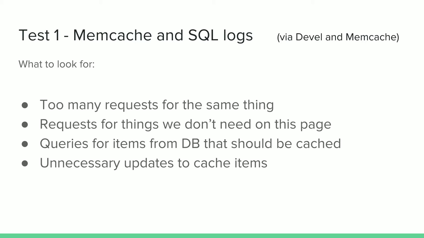Now, as I said before, you get a ton of data. There's hundreds and hundreds of queries and hundreds of Memcache requests. And so looking through all that can be really tedious. So we're going to look at what do we actually look for in that data so we can identify a problem. So one thing to look for is too many requests for the same thing. If it's loading the same entity or whatever it is, the same item over and over again, then that's probably not a good idea. There might be some custom code in there that's doing the wrong thing and not caching where it could, for example.